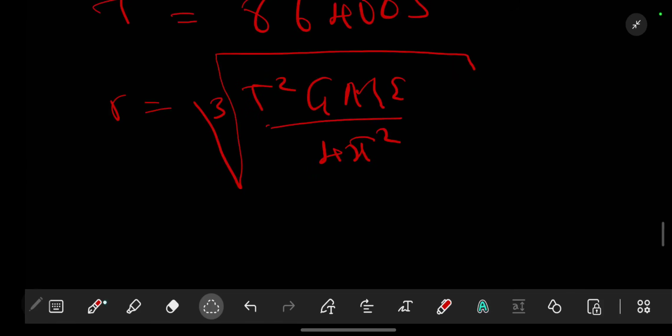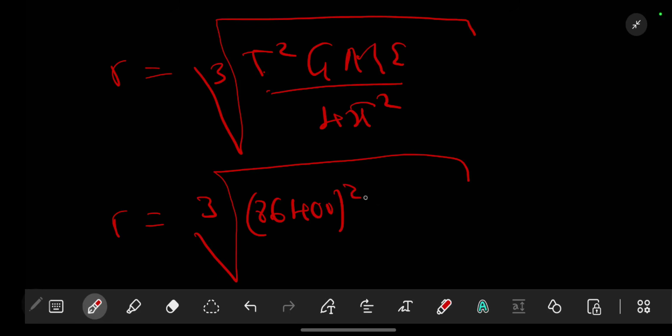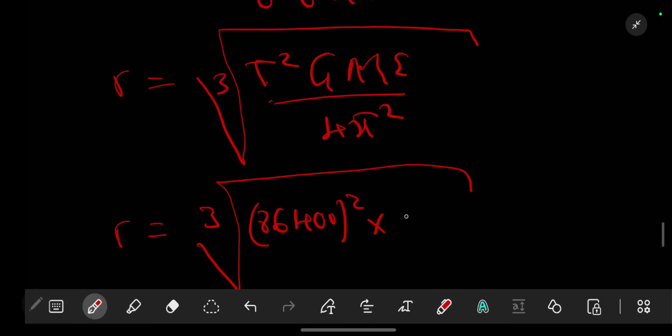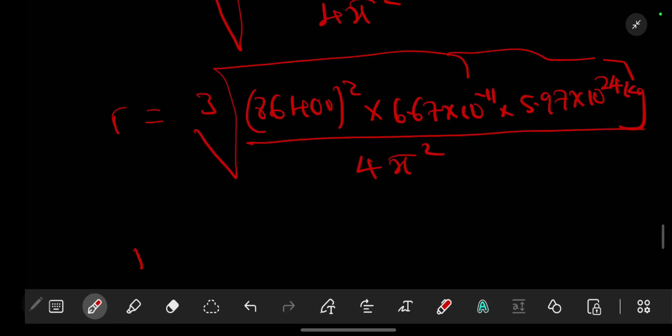So we have our r should be equal to the cube of, what is our period? Our period is 86,400. Then we have the squared times our g is equal to 6.67 times 10 to the power negative 11 times the mass of the earth, which is 5.97 times 10 to the power of 24 kg, like that. Then divide this by your 4 pi squared. So pressing on our calculator, we have r should be equal to 86,000, so we square this.